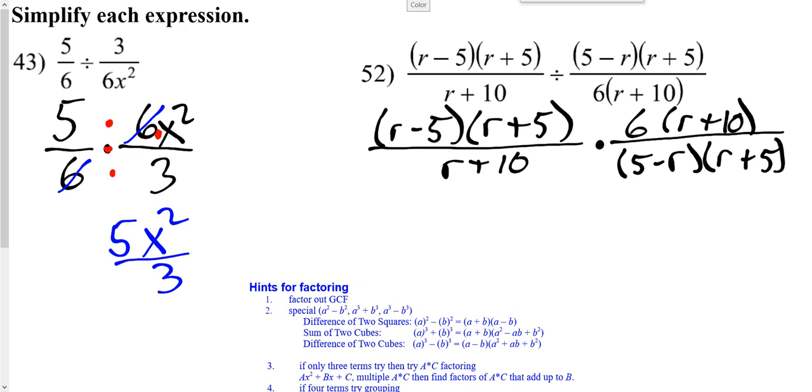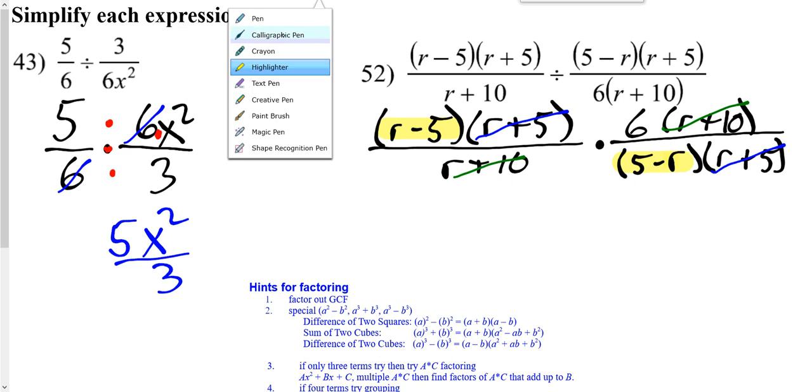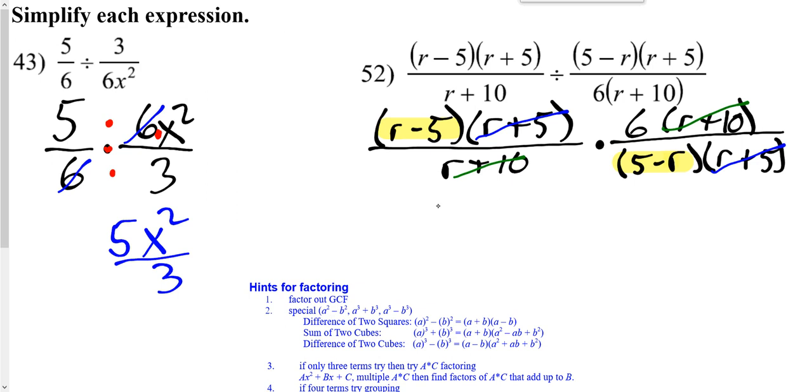We look for anything that's the same, top and bottom. These are identical, both multiplied by the top and the bottom. We also have these multiplied by the top and multiplied by the bottom. Now, you will notice that these parentheses are similar, but they're not the exact same. What I'm going to do is go ahead and leave the first parenthesis alone. We're also left with a 6 on top.